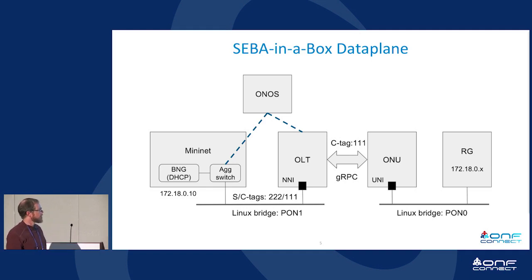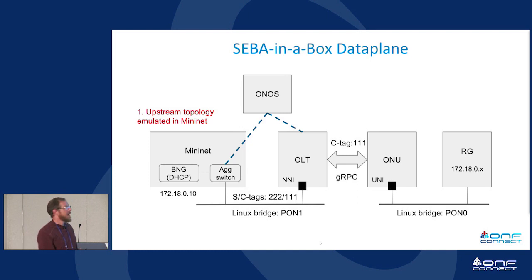So there's 3 things to note about this picture. The first is in this Mininet container. This is emulating the topology upstream of the OLT. There's the AG switch in Mininet, as I mentioned, that's an Open vSwitch, and there's a virtual host running in Mininet that is standing in as the BNG, and it's also running a DHCP server.